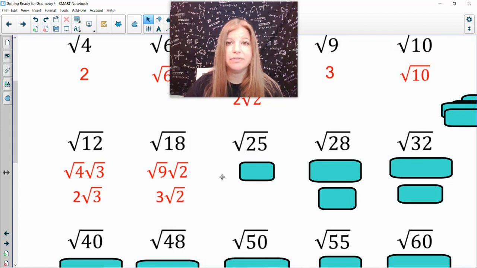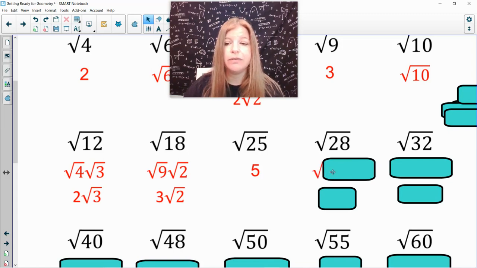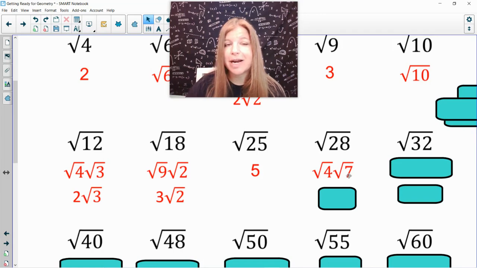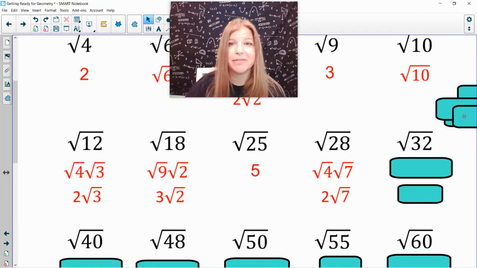Square root of 25. That's easy. 25 is a perfect square. Square root of 25 is just 5. 28, not a perfect square. I go through my perfect squares. 4, yes. 9, no. 16, no. 25, no. So I rewrite this as radical 4 times radical 7. And then radical 4, radical 7 becomes 2 radical 7 because the square root of 4 is 2, and radical 7 we can't break apart.